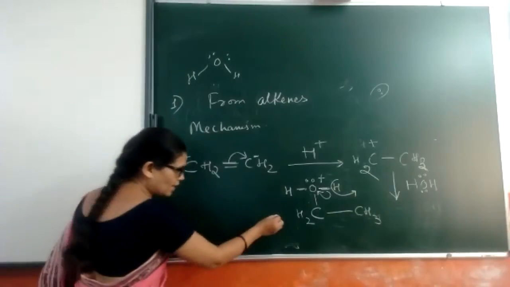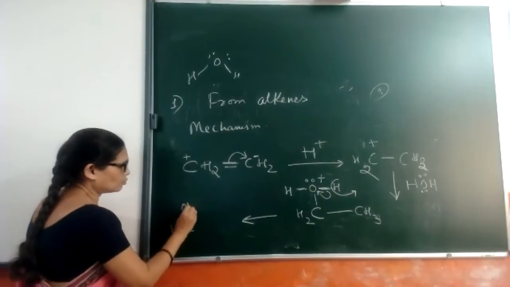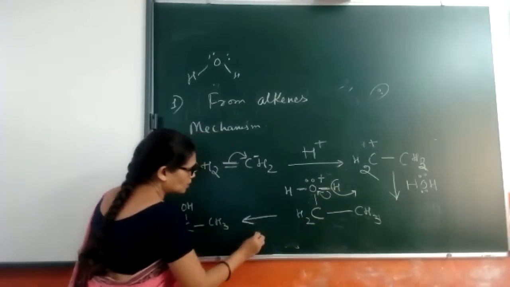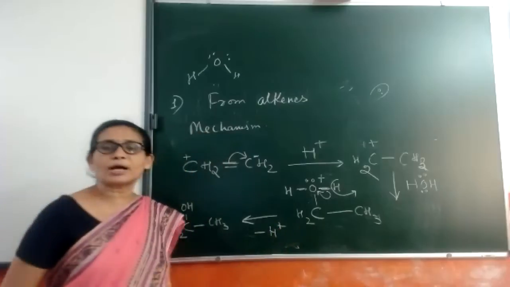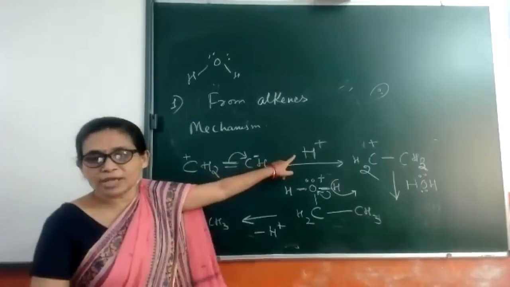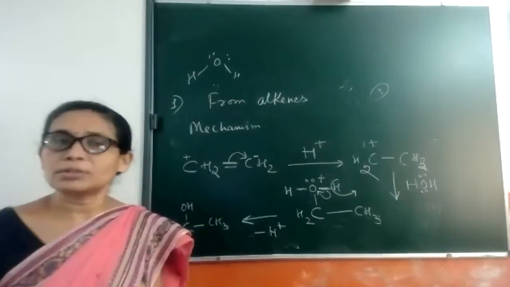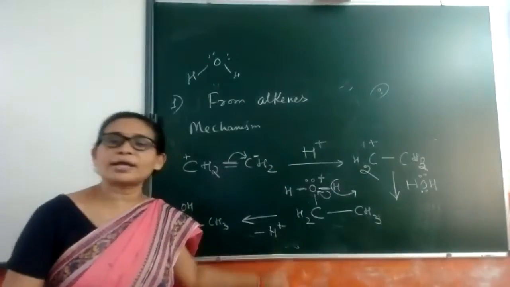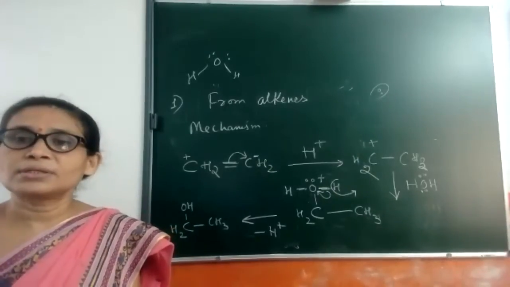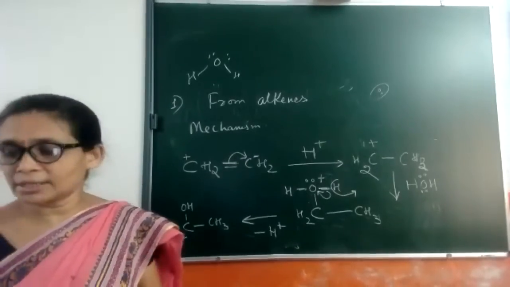So what do we get at last? We get CH2OH, CH3. And what is removed? The H plus ion is removed again. We are again getting that H plus ion back. The H plus ion which we used as a catalyst, which we got from the acid, at last we are again getting 1 H plus ion back. Because we know that the catalyst will remain as such. At the end of the reaction, again we will get the catalyst.